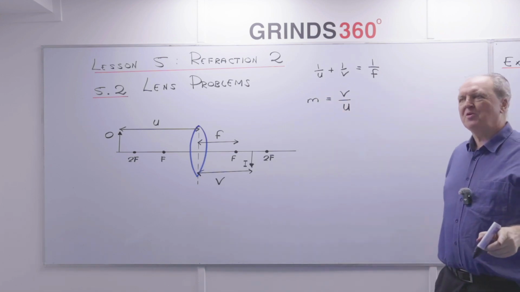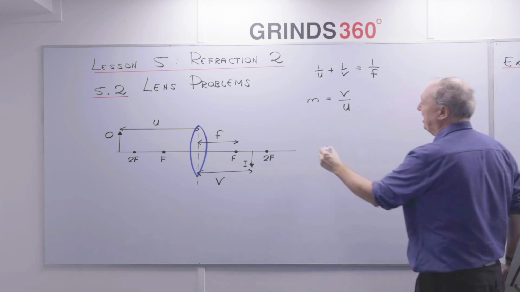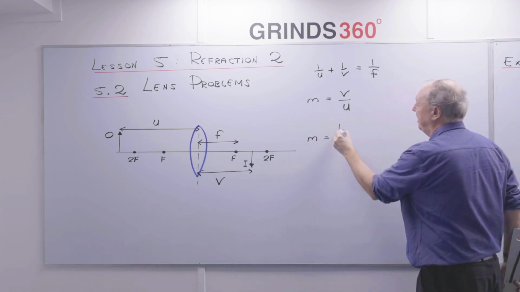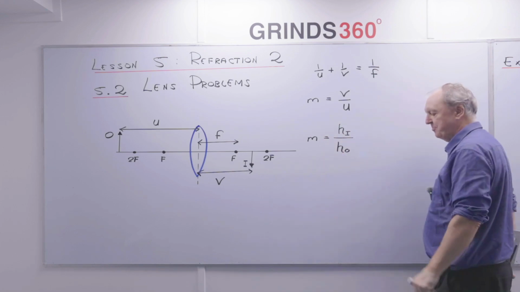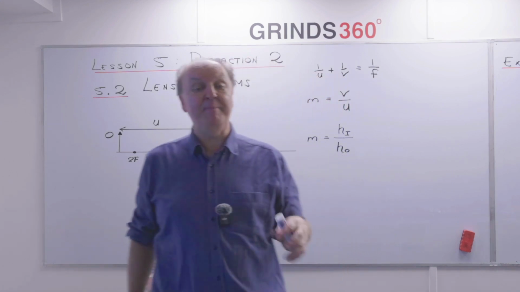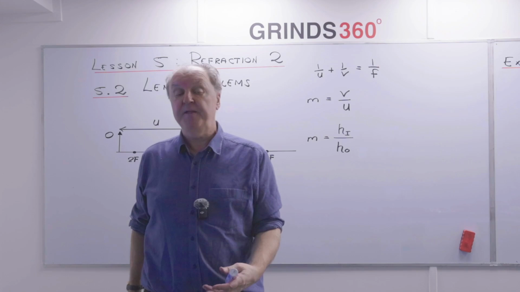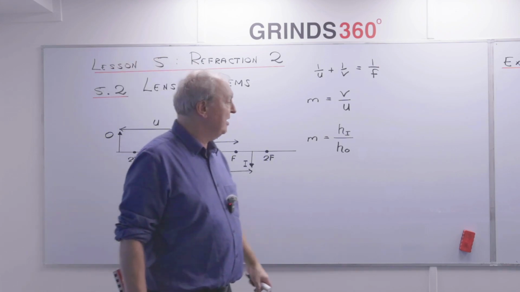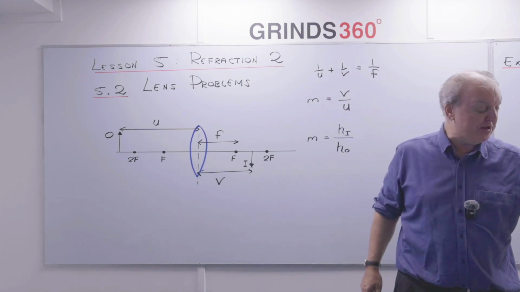We could also look at the magnification in terms of the heights if we want. The magnification is the height of the image, h_i, compared to the height of the object. So if the image happens to be twice as big as the object, the magnification will be 2. If the image is 1/3 the size of the object, M will be 1/3. So there are your formulae. I'm not writing down all their meanings because we already know that.